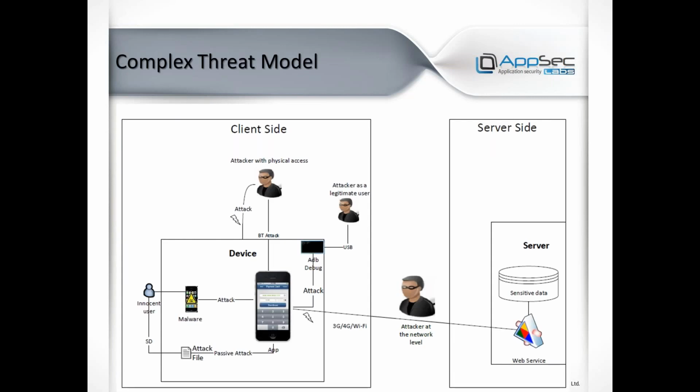So when we're talking about the threat model of a mobile application, we have a threat model which is a little bit different compared, for example, to a web app. If we take a look at this diagram, we can see on the left side the mobile app. On the right side, we see the server side of the mobile app.